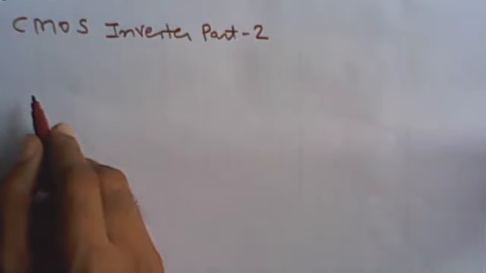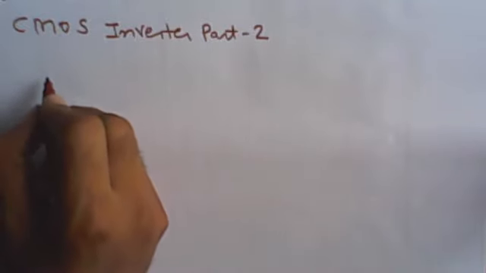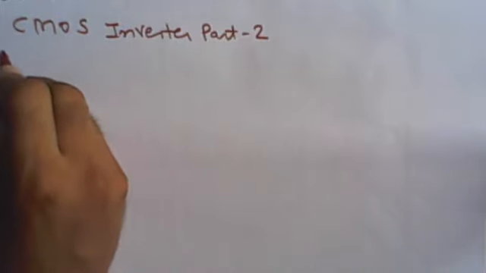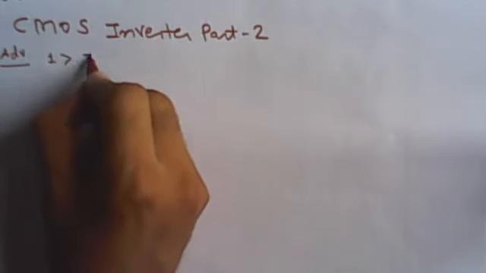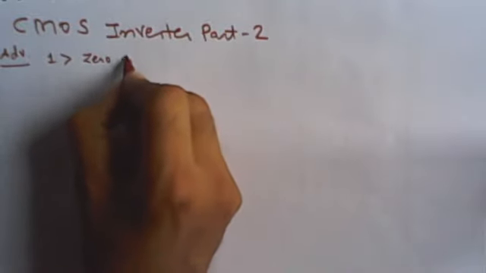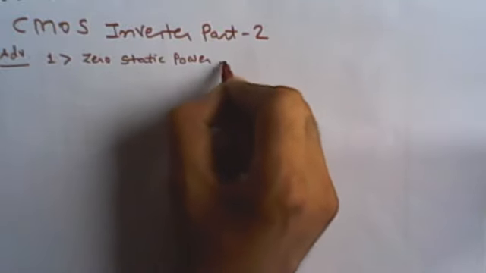has zero static power dissipation and it has a strong zero output. So the CMOS inverter has two greatest advantages. One is zero static power dissipation.